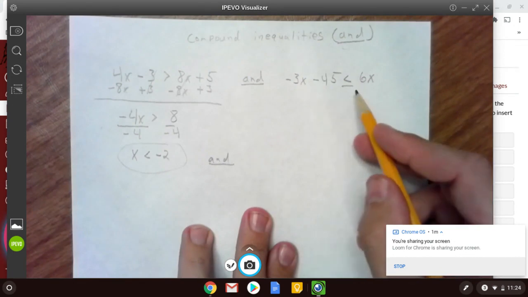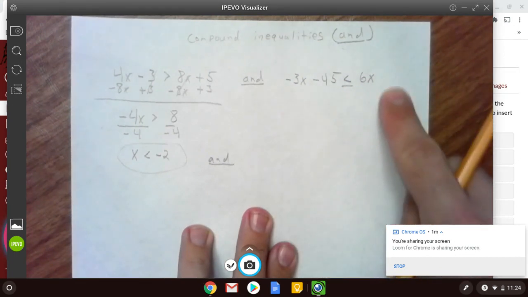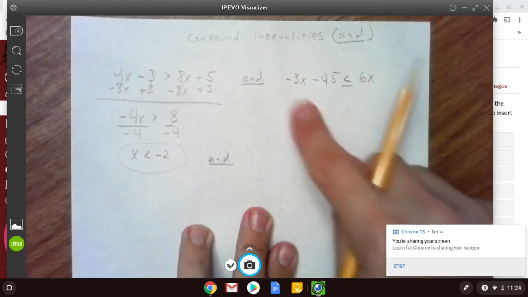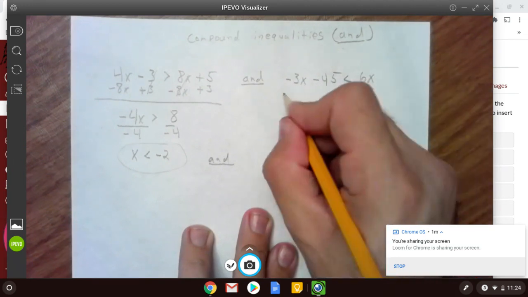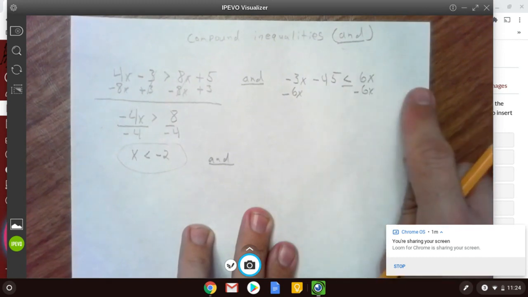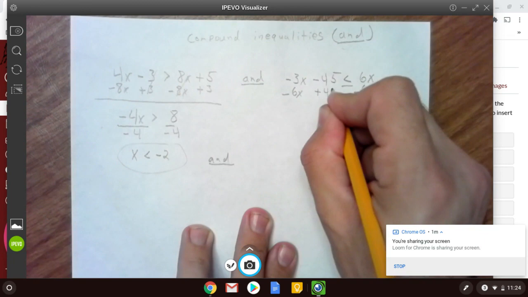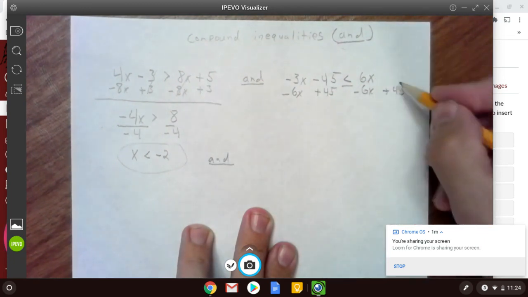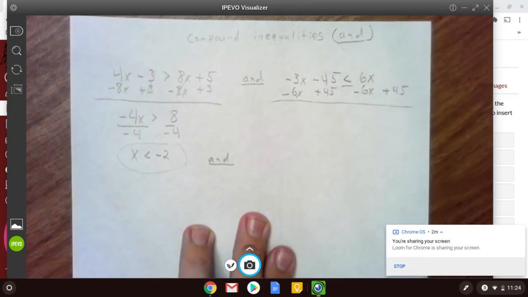And then on this side, variables on both sides. We could just move the 3x over to this side. You can do that if you want. I like having my letters on the left, so I'm going to minus 6x from both sides. And I want my regular numbers on the other side, so I'm going to add 45 to both sides. All right, and then that's plus 45 over here, and it's like nothing plus 45, or 0 plus 45.